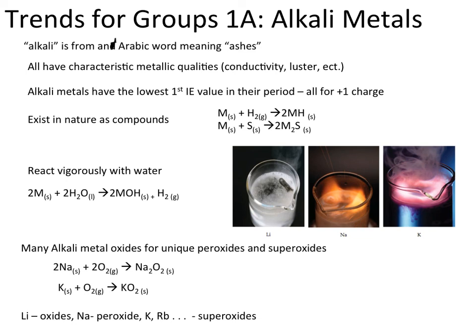All the alkali metals in that group have characteristic metal qualities, so they conduct electricity, they are shiny, things of that sort. And they also share in common that each of them has the lowest first ionization energy value in their period. So what does that mean? That means that they're all going to give up that first electron very easily. And this is one of the reasons why they all have the +1 charge when they form ions.